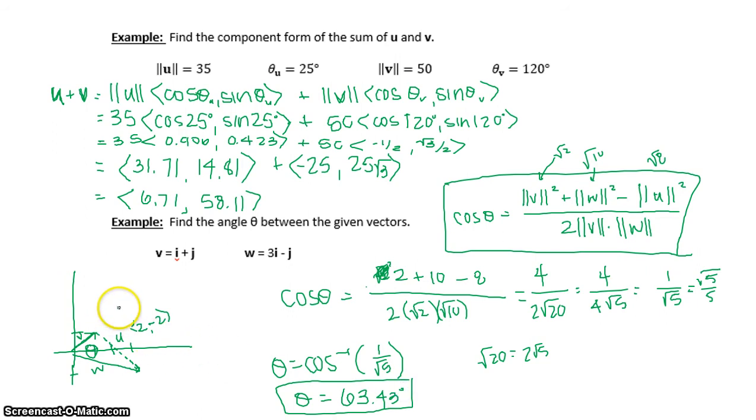So all we did here when I asked for the angle between was I needed to draw the picture and make it into a triangle so that I could use law of cosines. And that's exactly what I did, except that instead of having a number here that was given, I had to find that length, which is just like finding the magnitude when it's a vector.